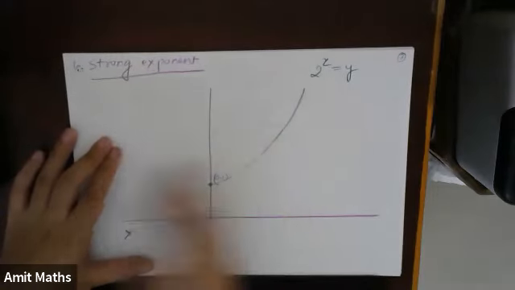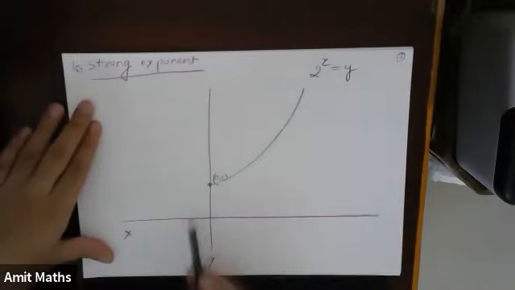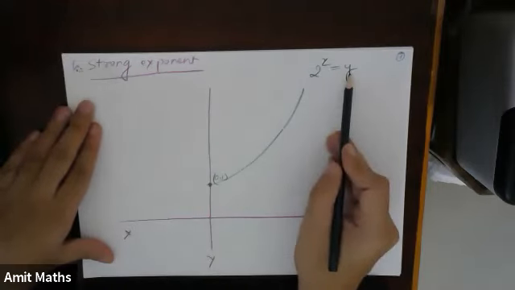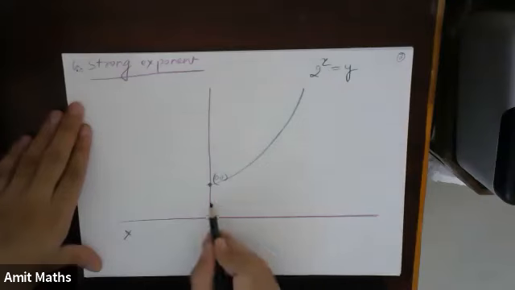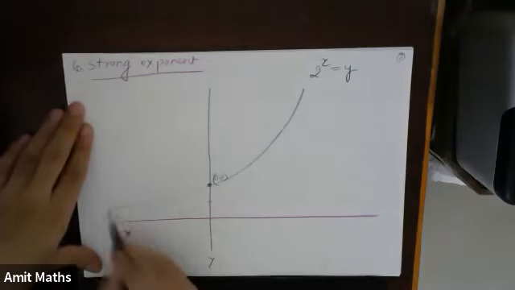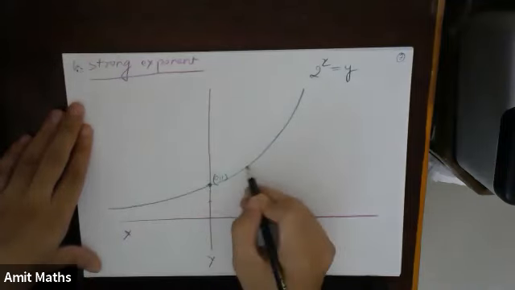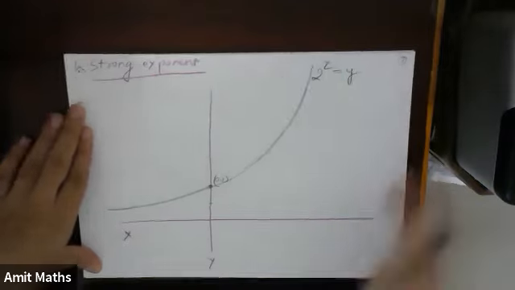Understood? Now on the left side, if I take x to be -1, what will be the value of y? y will be 1 by 2. So it will be something like this. Okay, so this will be the graph of 2 to the power x.